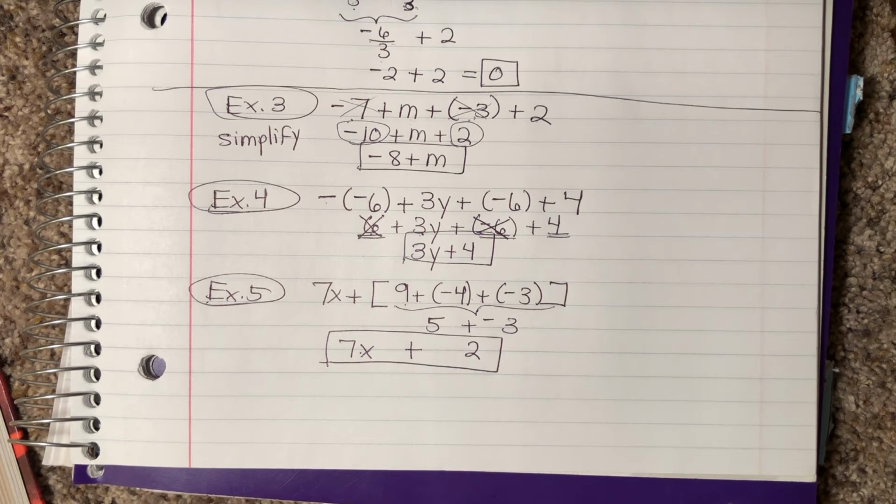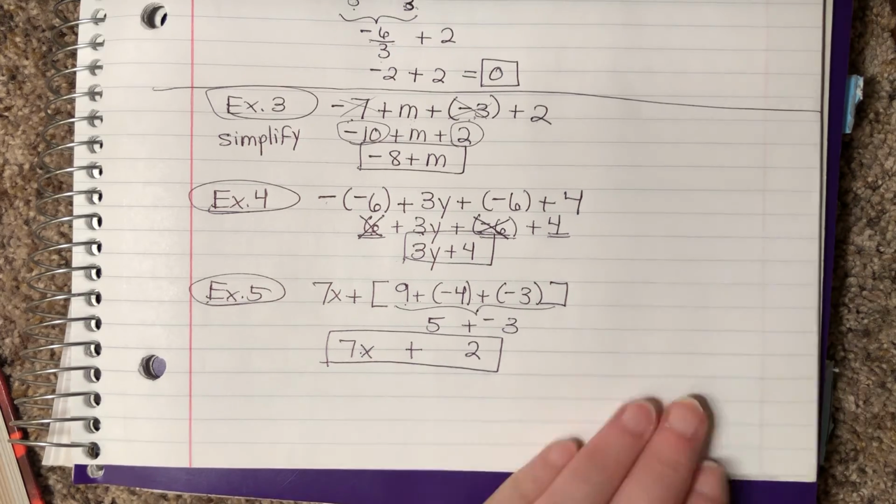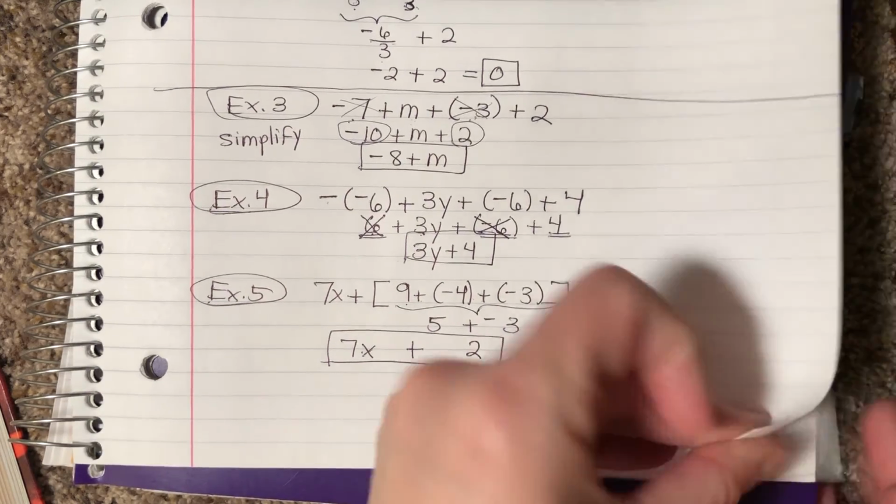Okay, last. Okay, last type, I think, is 6. Oops. Don't run out, don't run out.